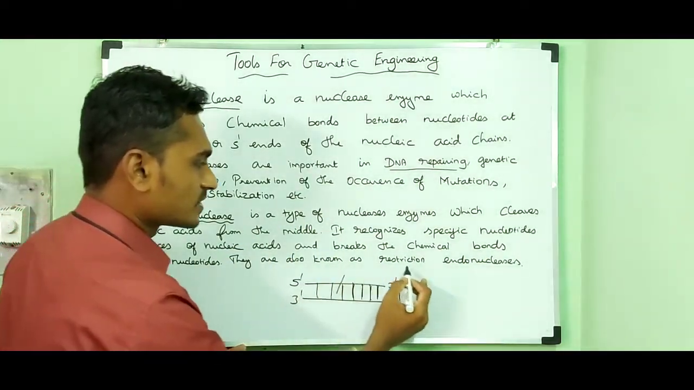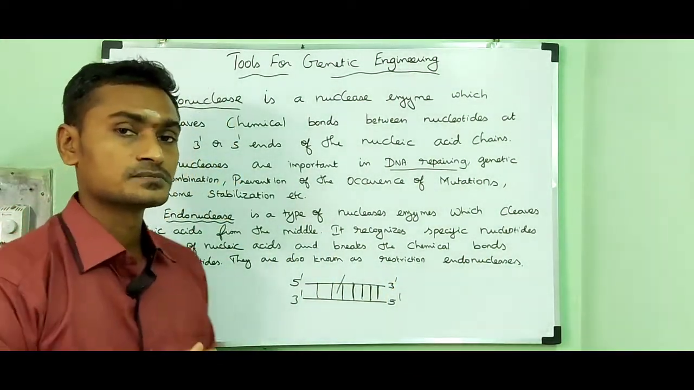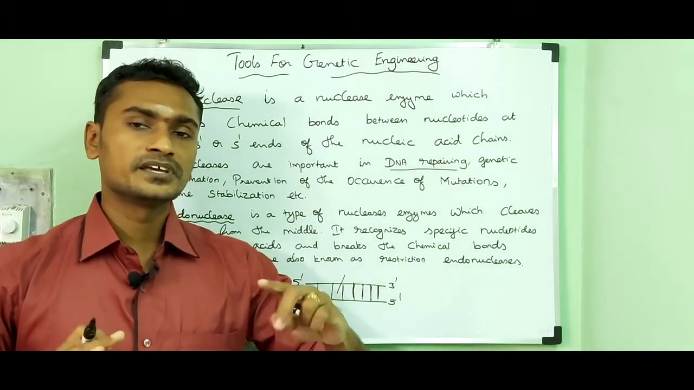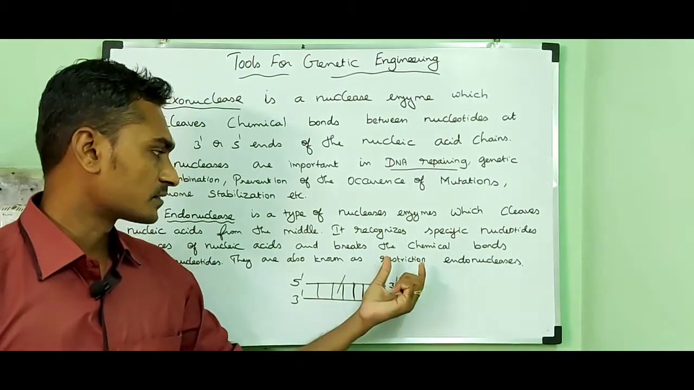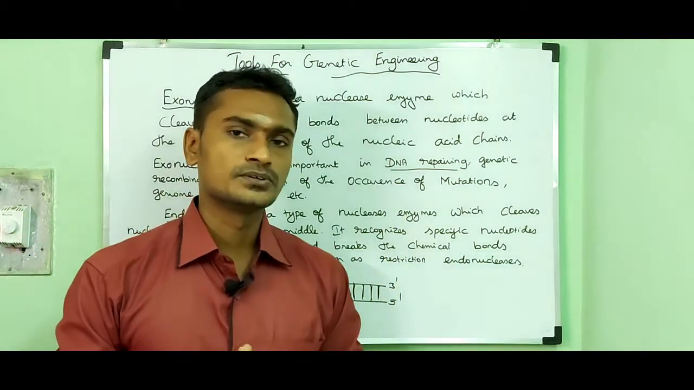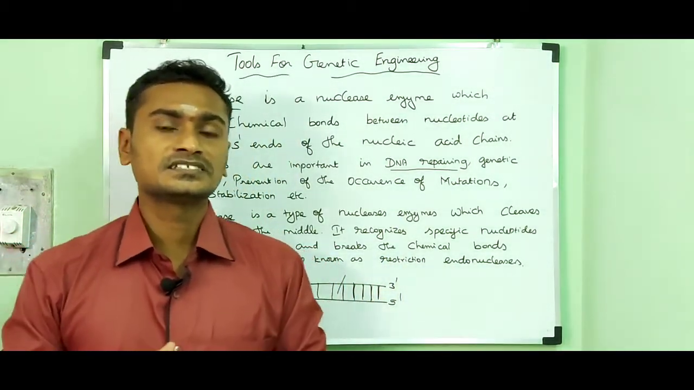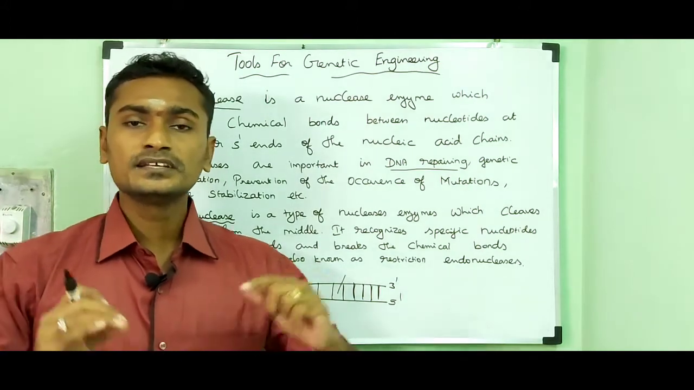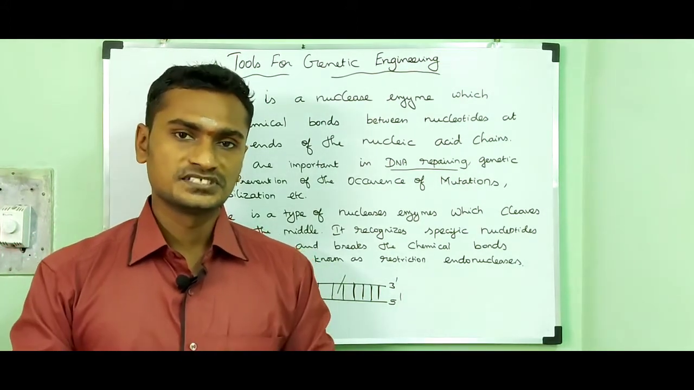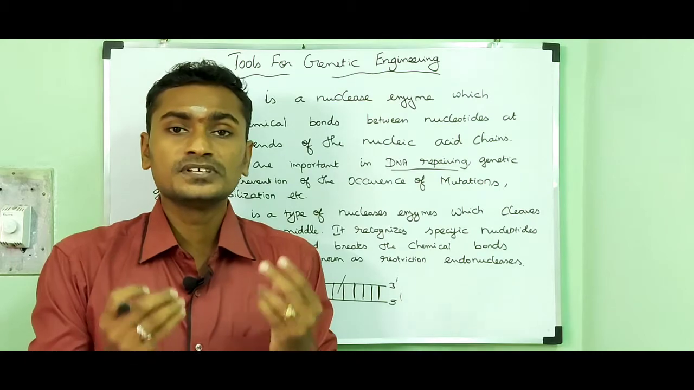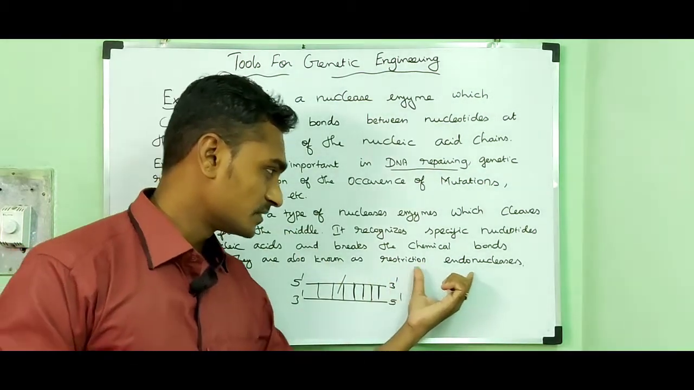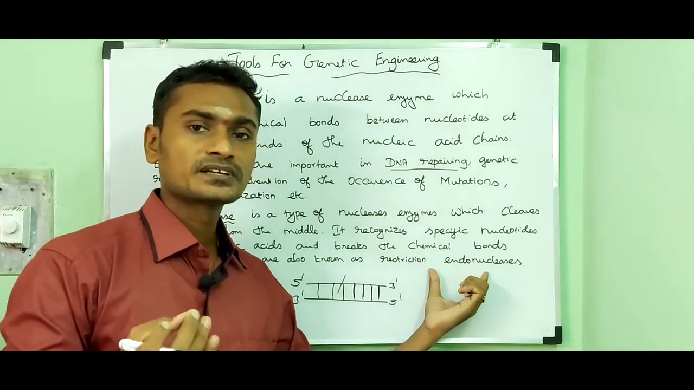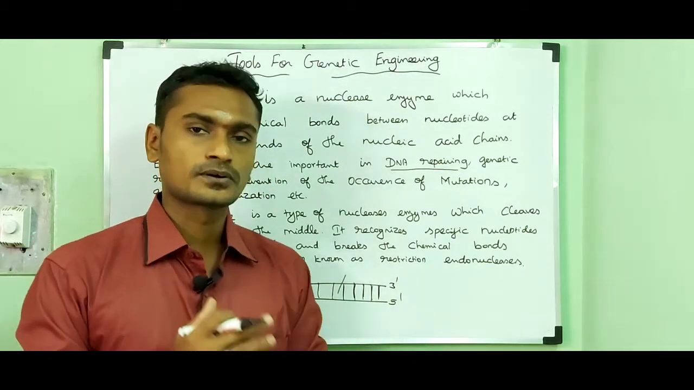They are also known as restriction endonucleases because they make a cleavage on a specific, restricted site. Then this restriction endonuclease enzyme is widely used in biotechnology, and it is effectively used in molecular cloning.